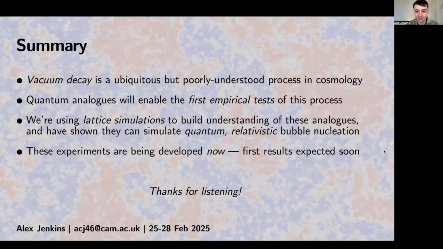So to wrap up, I hope I've convinced you that vacuum decay is a really interesting process in cosmology, but is currently still not fully understood, and there are some interesting conceptual questions that we want to try to understand, which could have a real bearing on cosmological observations. I've told you about some cold atom analog experiments that will be able to give us the first empirical tests of vacuum decay. And these experiments really are being built right now. So I encourage you to stay tuned and listen out for future developments in this. Thank you very much for listening.